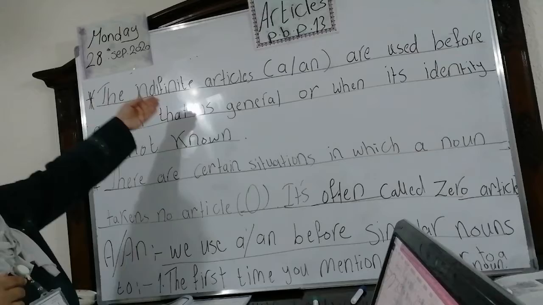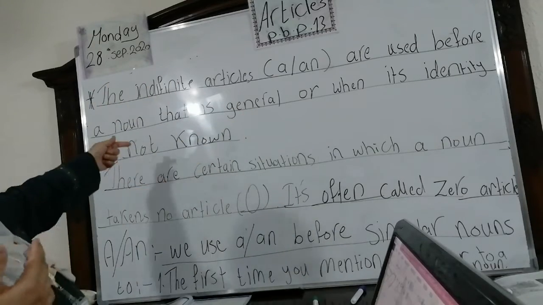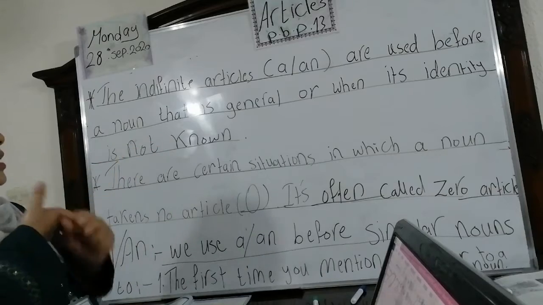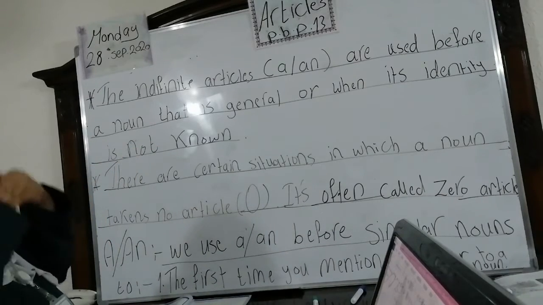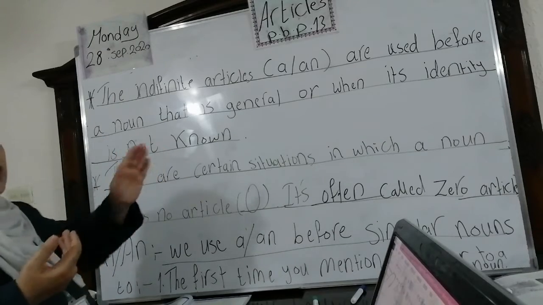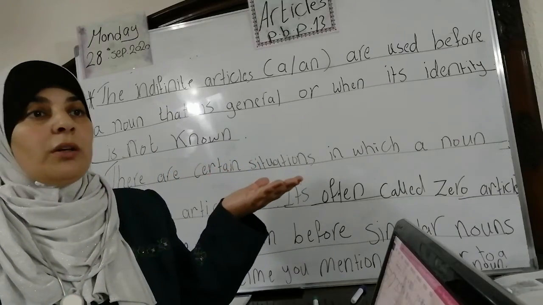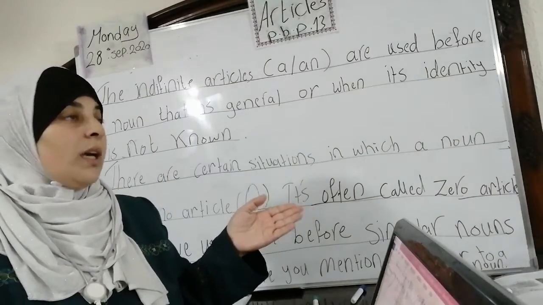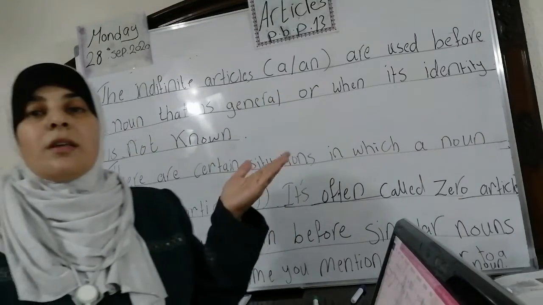The indefinite articles a and an are used before a noun that is general, or when the noun is not known, or its identity is not known. When I say I saw a boy, we don't know who this boy is, it is in general. Its identity is not known; we don't know who this boy is.